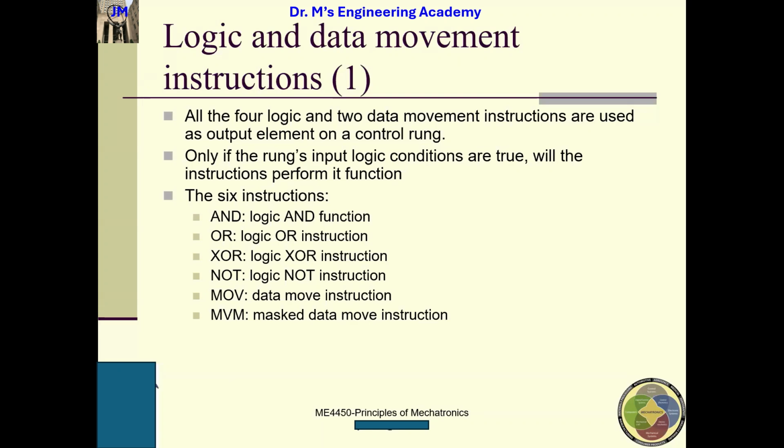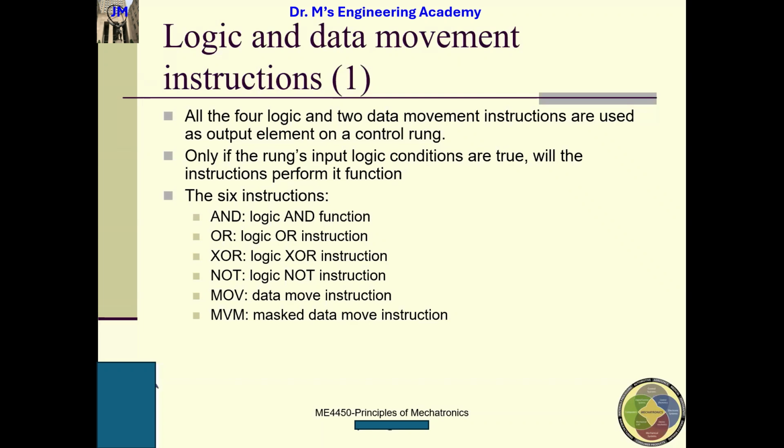This is exclusive OR. So how does this work? We compare two bits. If these two bits are the same, false. Different, true. Now the NOT instruction. You just NOT A. If A is true, NOT A means false. If A is false, NOT A means it is true.